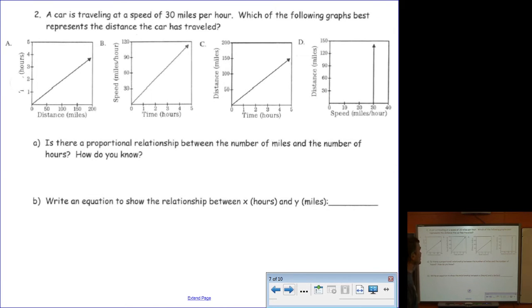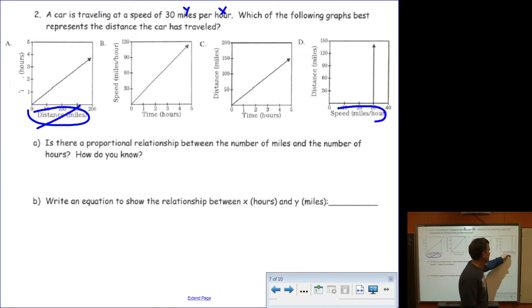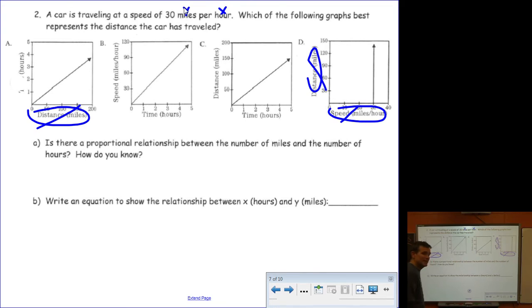Number 2 says a car is traveling at a speed of 30 miles per hour. Which of the following graphs best represents the distance? So miles needs to be my y-axis, and hours needs to be my x-axis. So automatically, this cannot be right, and this cannot be right. It's got stuff on the wrong axis. It's got to be graph B or C.